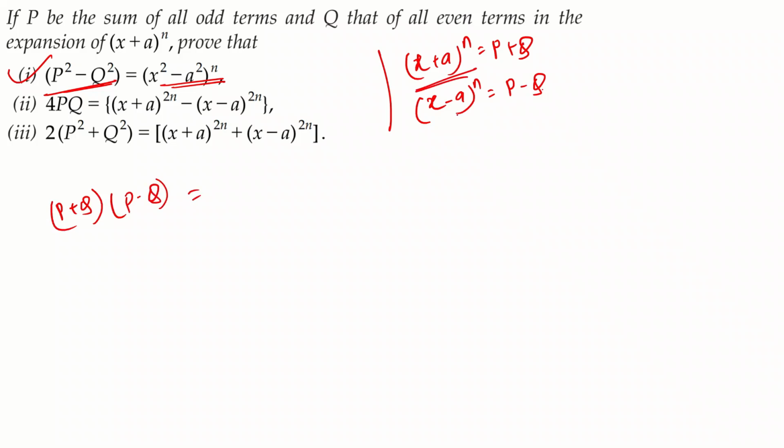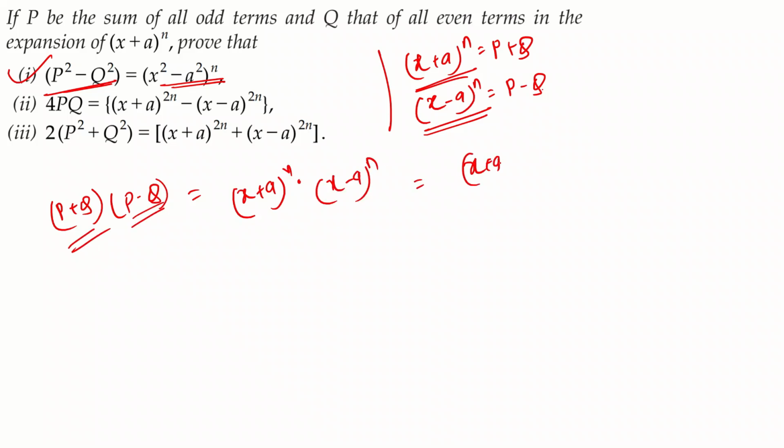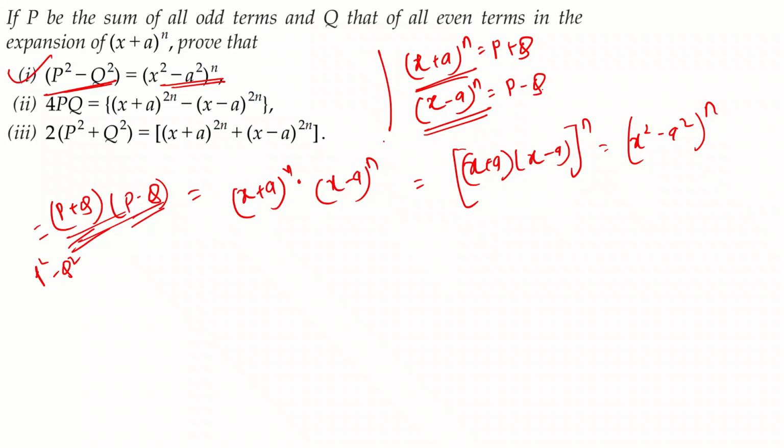So it is (x + a)^n into (x - a)^n, putting down the values of just p + q and p - q, nothing else. So I can write this as [(x + a)(x - a)]^n, which can be written as (x² - a²)^n. That's what we have proved, because this is actually p² - q², which is (p + q)(p - q). Putting down the values and simplifying, we reach our desired result.